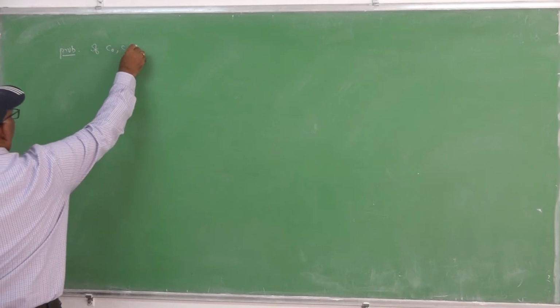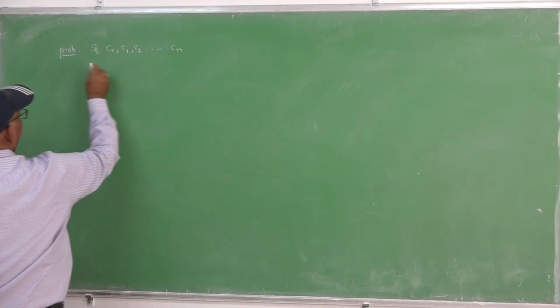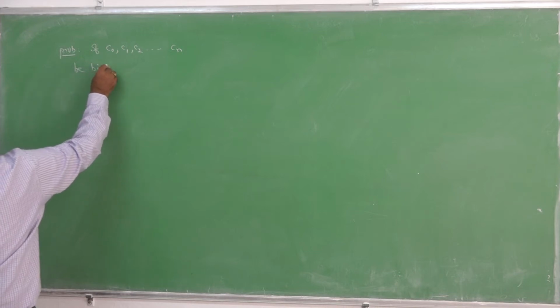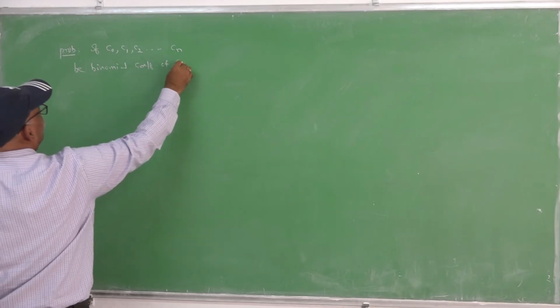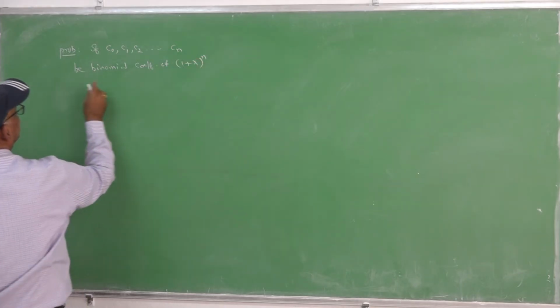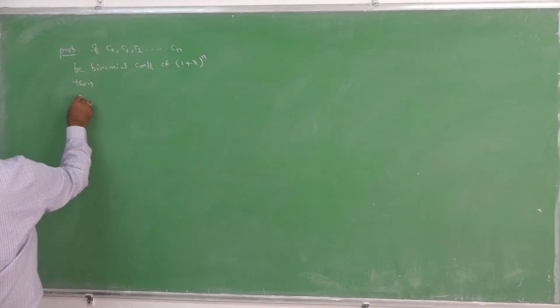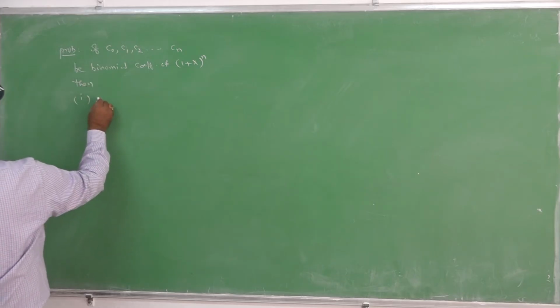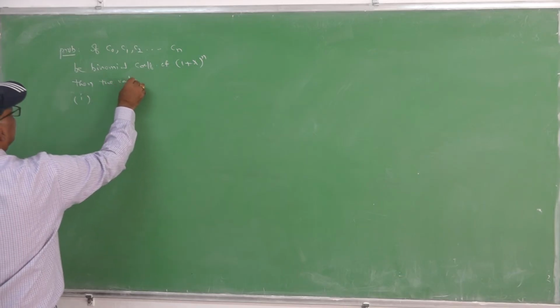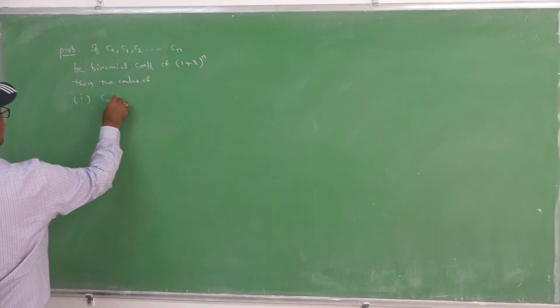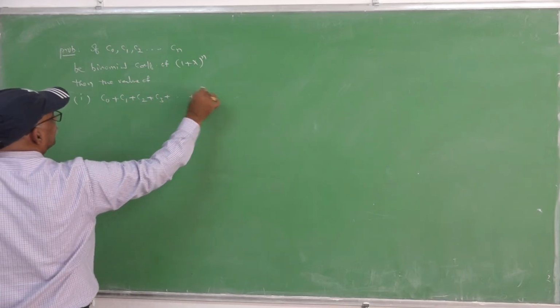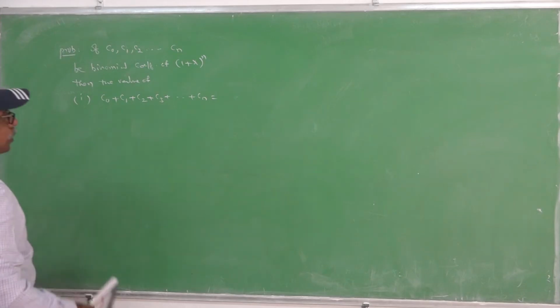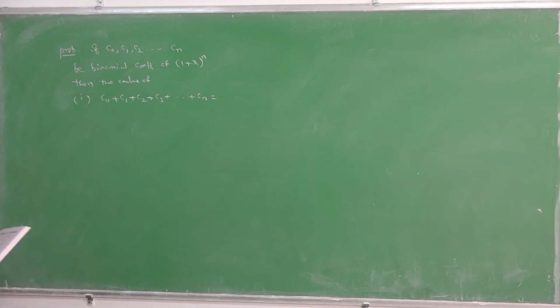If C0, C1, C2 and so on Cn are the binomial coefficients of (1 + x)^n, then the first problem: the value of C0 + C1 + C2 + C3 and so on Cn, the sum of all binomial coefficients of the expansion (1 + x)^n.